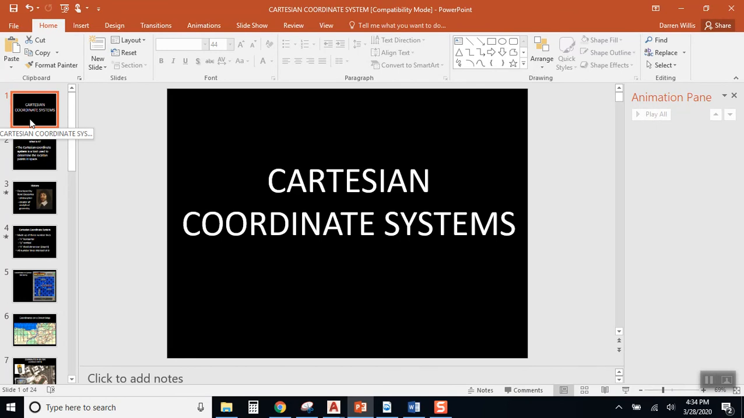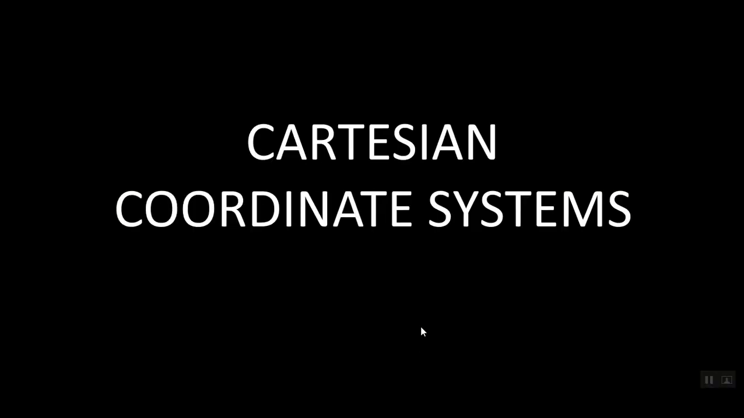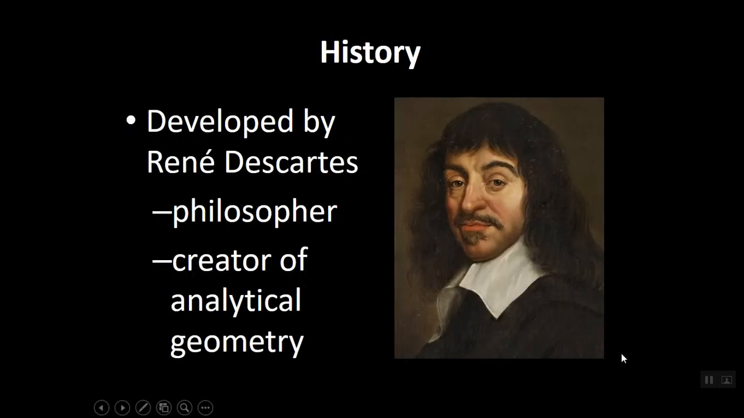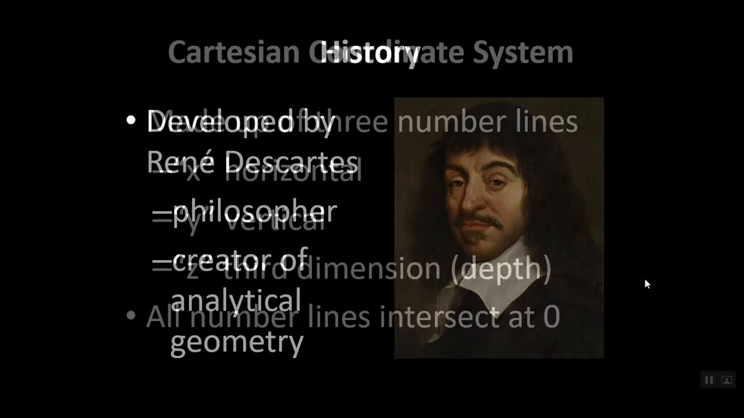AutoCAD uses a system of coordinates called the Cartesian coordinate system. The Cartesian coordinate system is simply a tool that you use to find out where points in space are located. It was developed by this guy here. He wasn't a slouch. He was a philosopher and had a very orderly, logical mind, and he thought, there must be a system to logically describe where things are in space, and he came up with a system that involves a number line, and it's called the Cartesian coordinate system.